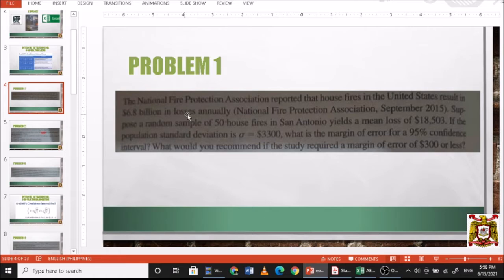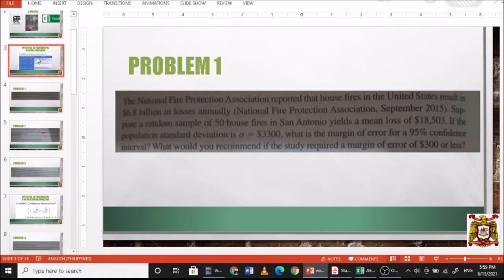For problem 1, the National Fire Protection Association reported that house fires in the United States result in 6.8 billion in losses annually. Suppose a random sample of 50 house fires in San Antonio yields a mean loss of 18,503. If the population standard deviation is sigma equal to 3,300, what is the margin of error for a 95% confidence interval? What would you recommend if the study required a margin of error of 300 or less? Okay, so let's go to your conditions.